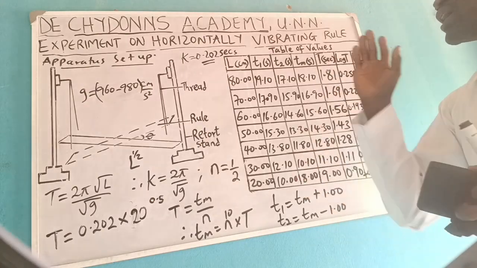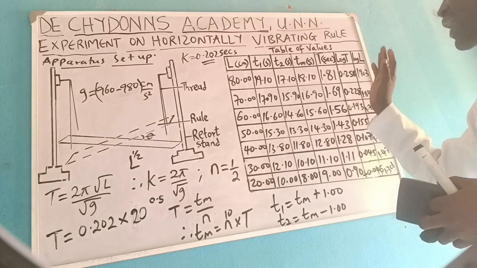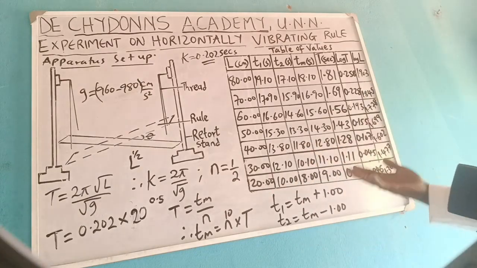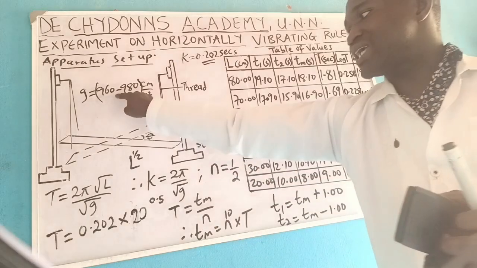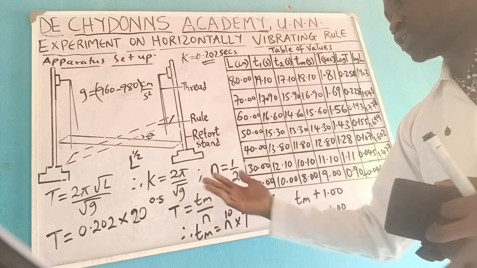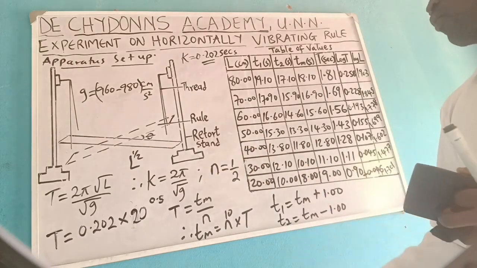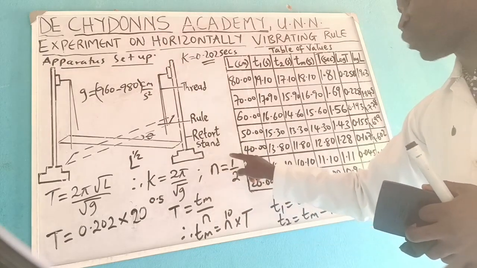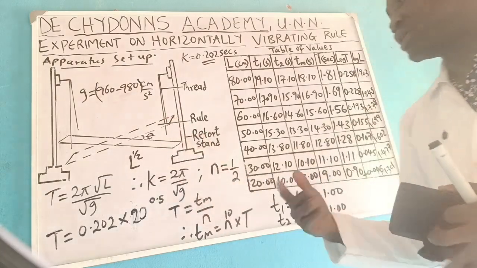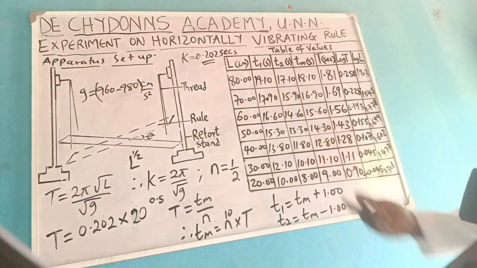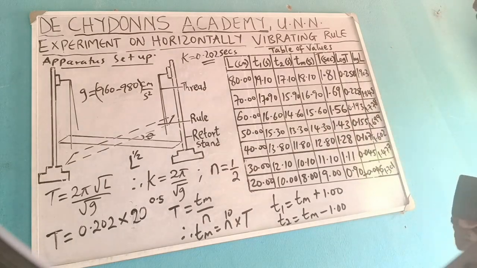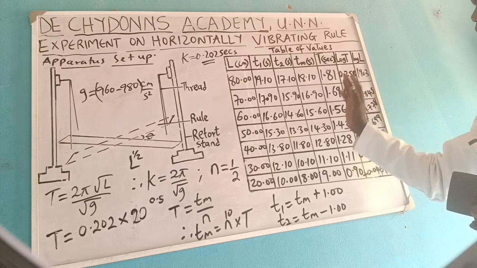Let's go to the graphical aspect of this experiment. Okay, remember we said this is just with the use of the formula method. You can use 960 as your G or 970 as your G for the computation to be done. And when you are done, this n is 1/2, a constant gotten from the square root. It means 1/2, that is 0.5. So with that, we have gotten the table of values of this experiment.